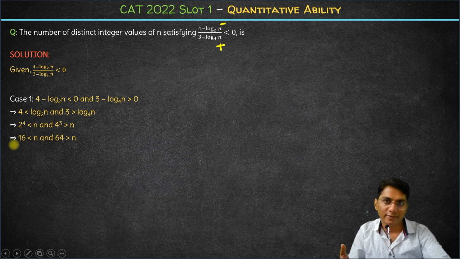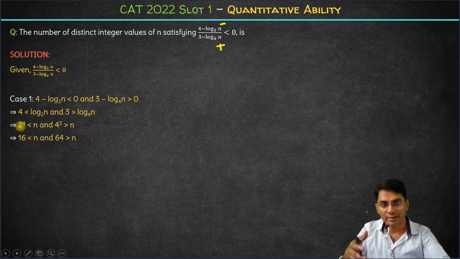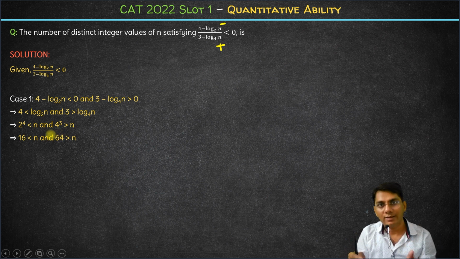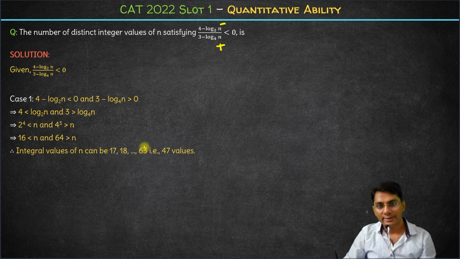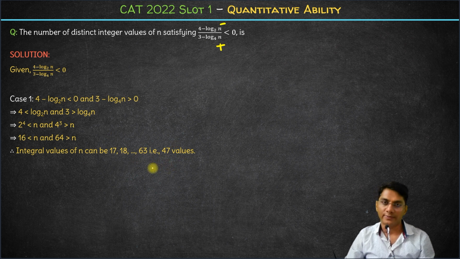So we have to figure out integral values of n. The integral values of n that are possible: it should be greater than 16, so it can be 17, 18, 19 and so on, till a maximum of, it should be less than 64, so the maximum integral value can be 63. So n can take any integral value from 17, 18, 19 till 63. So the number of integral values will be 63 minus 17 plus 1. So 63 minus 17 will be 46, plus 1 is 47. So the total number of integral values that we'll get from the first case is 47.